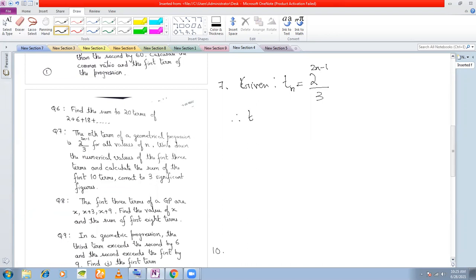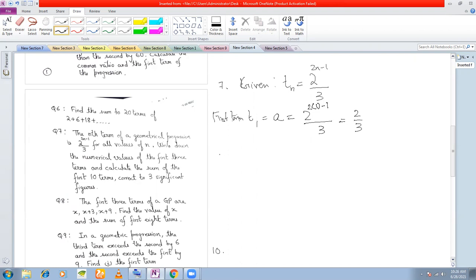So therefore, what is T1 here? First term, T1. And T1 is also equal to A, right? We take the first term of the GP to be A. 2 to the power of 2 into 1 minus 1 by 3, which is equal to 2 by 3. So the first term is 2 by 3.